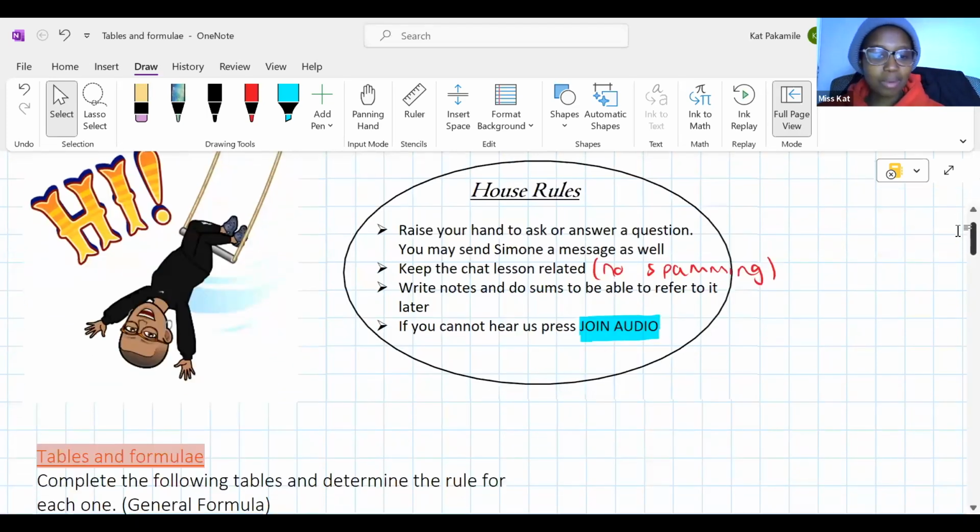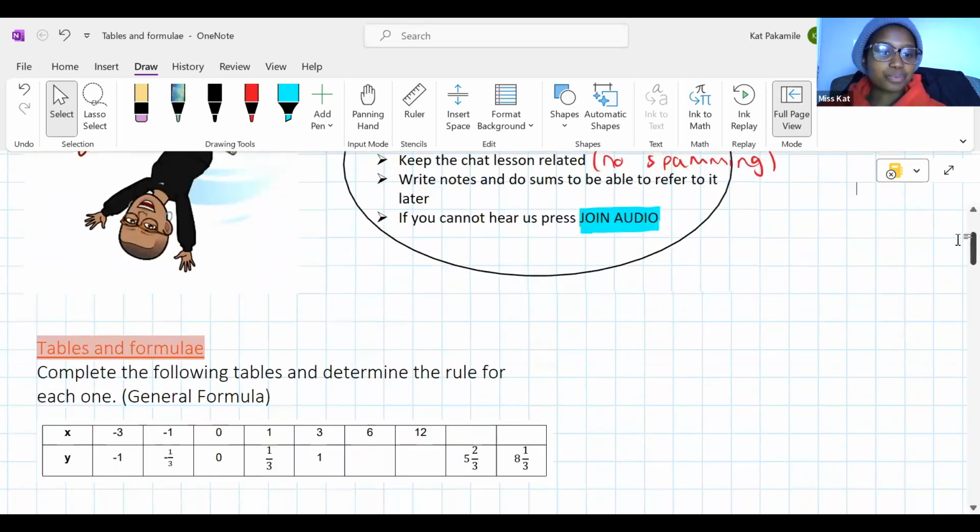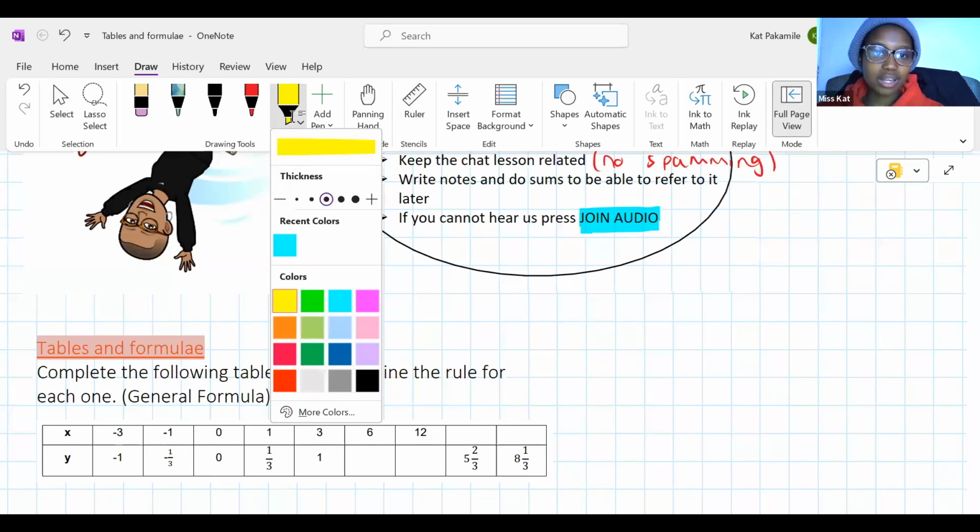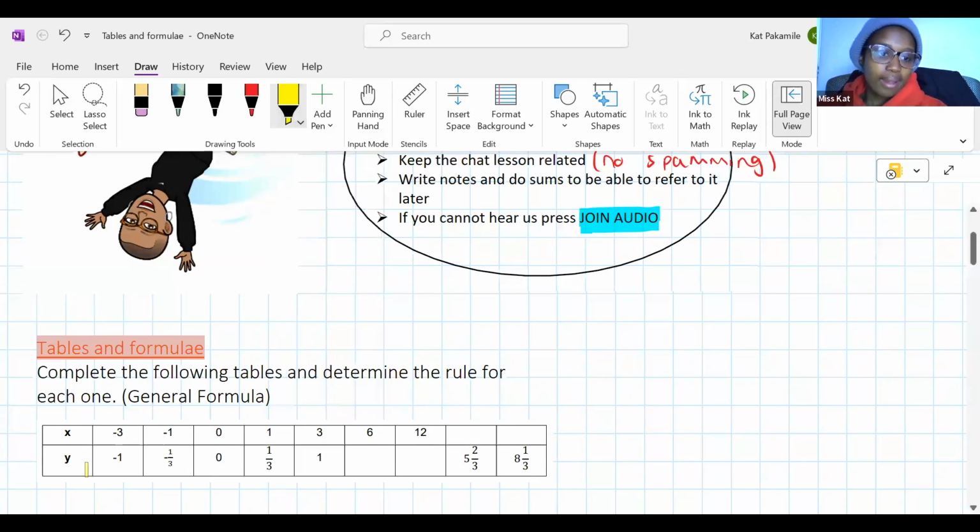Let's see what we have today. So we are going to complete the following tables and determine the rule for each table. The rule, which is otherwise known as the general formula. We have done this before. In this case, our only difference is that our input, instead of Tn, we're gonna have Y.